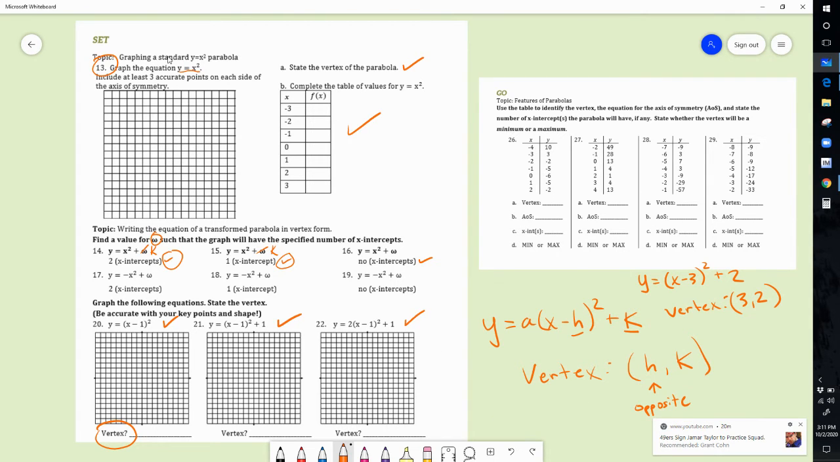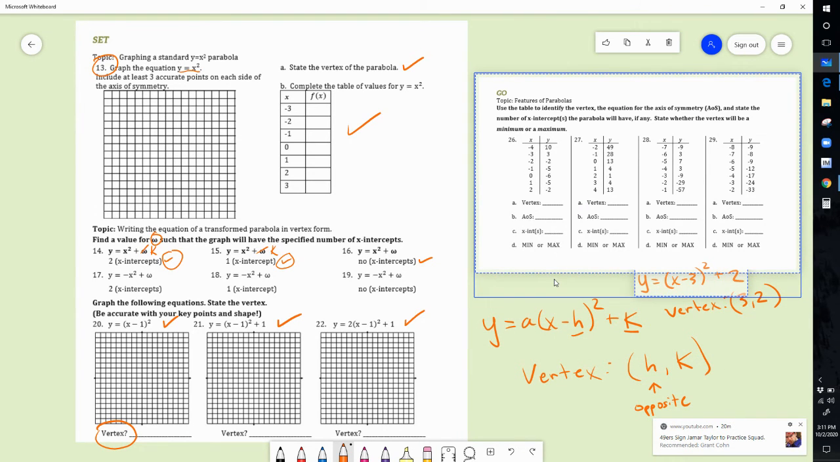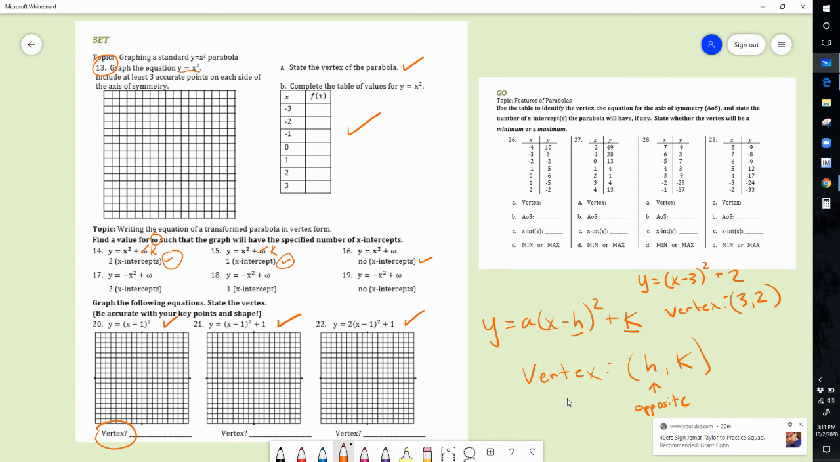And get those graphed. All right, this next section, I'm just going to leave it small. Hopefully you can see it. It's just giving you some tables, and then it asks you where the vertex is. AOS stands for axis of symmetry. So hopefully you know what that is.